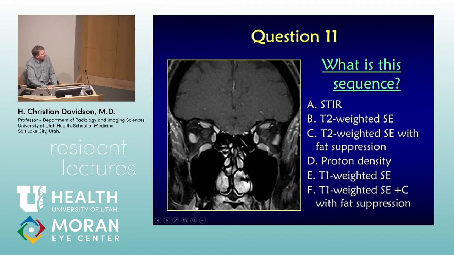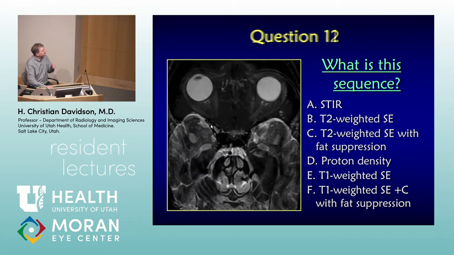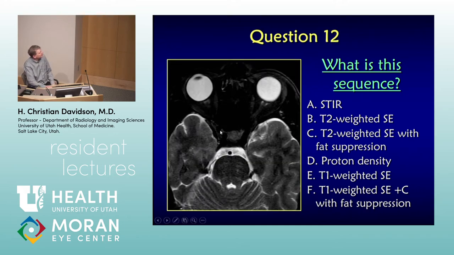This is one of our other core sequences because it brings out pathology, but it suppresses the fat, which has a lot of signal, so that pathology becomes more conspicuous. Here's an axial image. Vitreous, CSF, very bright. Fat is dark.